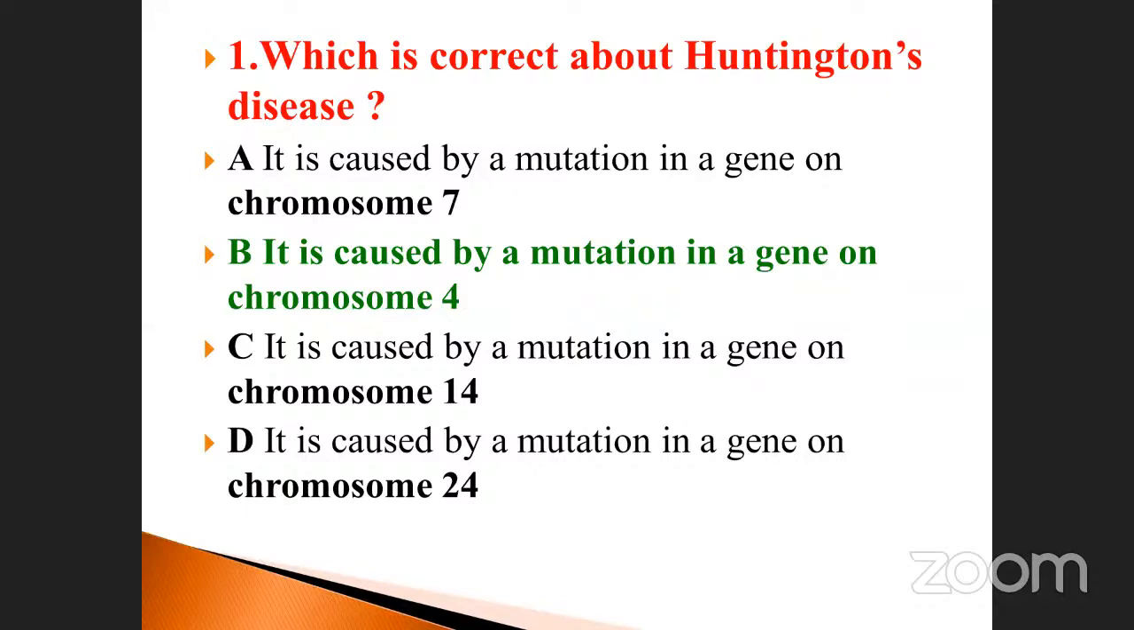We'll discuss some questions. Yesterday also one calculation was there. I will tell you one by one; you can easily identify. Which is correct about Huntington's disease? It is caused by the mutation in the gene on chromosome 7, chromosome 4, and also 14 and 24. Which one is correct, my dear? You have to take notes, then only it will be easy. So Huntington's disease, chromosome number 4. Don't forget, my dear. Chromosome number 4.